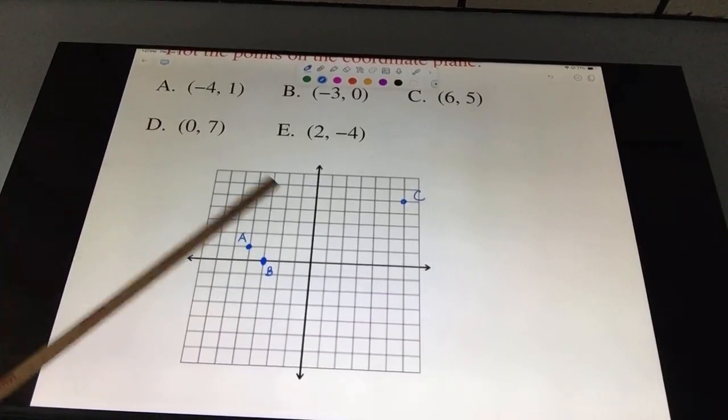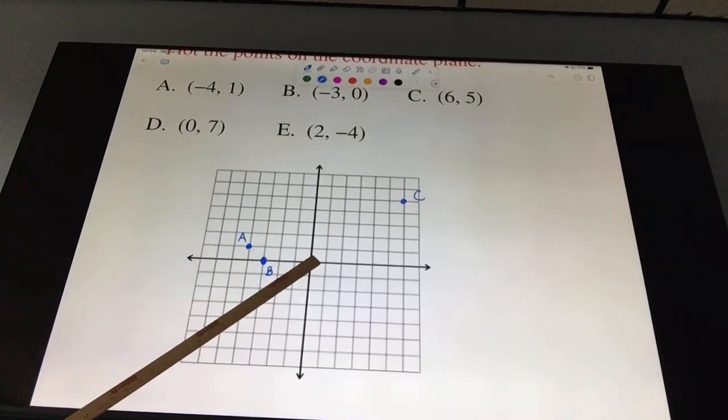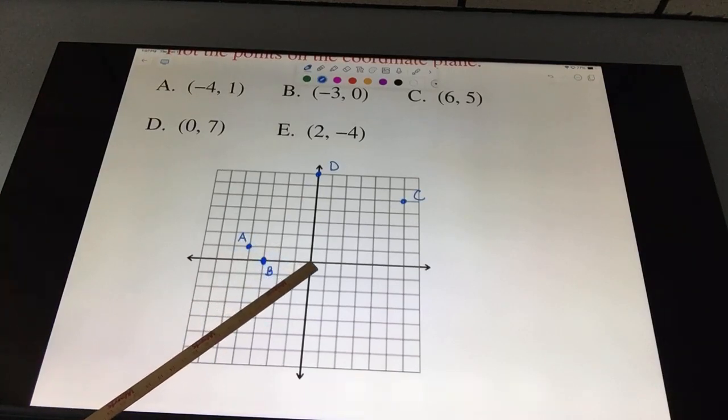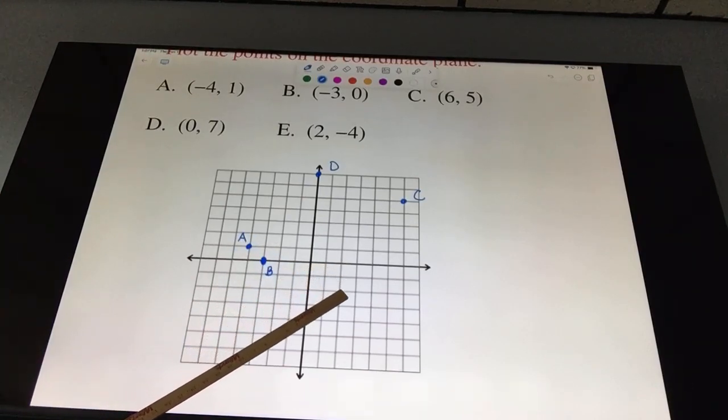Point D, 0, 7. So we're not going left or right, we're just going up 7. Point D should be at the top. And then point E, 2, negative 4. So 1, 2, and then 1, 2, 3, 4.